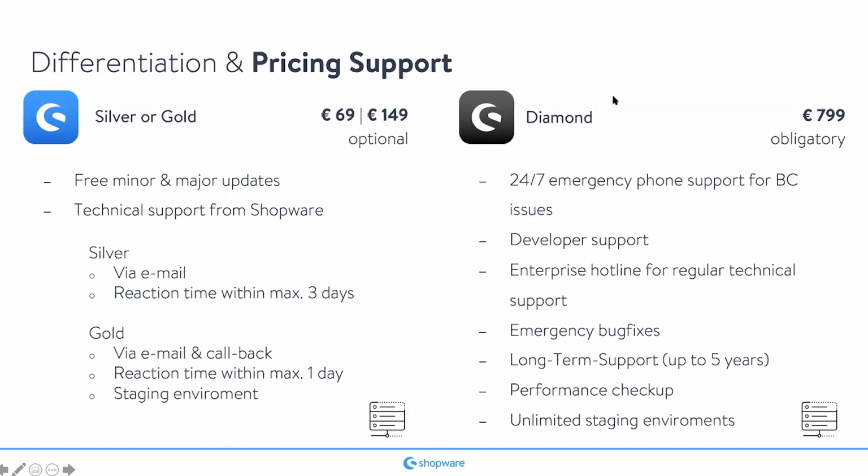The Diamond subscription is obligatory for the Enterprise Edition, and there you get 24/7 support for emergency stuff like business critical issues. You also get developer support. You have a direct line to our enterprise support, and there's also long-term support. So if we speak for enterprise customers that are now on Shopware 5, we committed to, for 5 years, give at least security updates and do not want to push them onto our next version, Shopware 6. We give them at least 5 years where they can make the decision and not just pushing them to the next version.